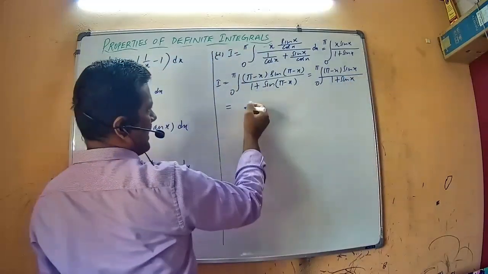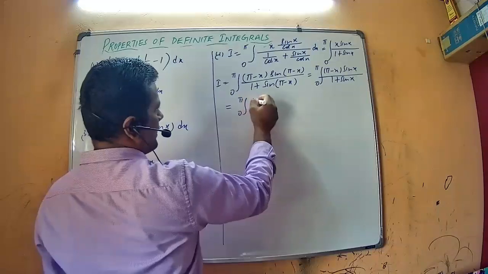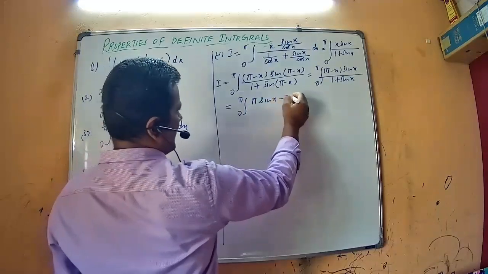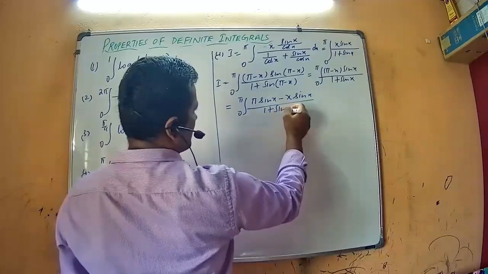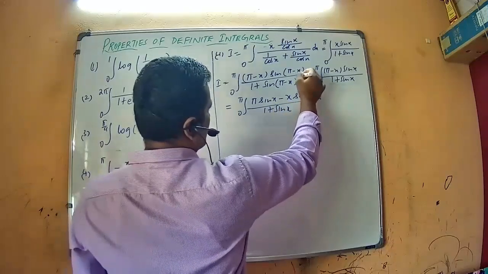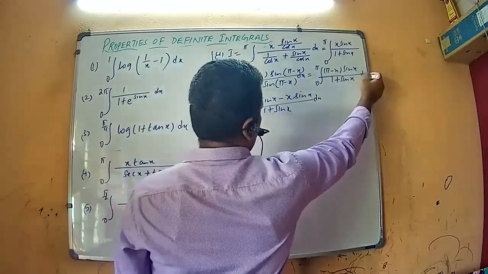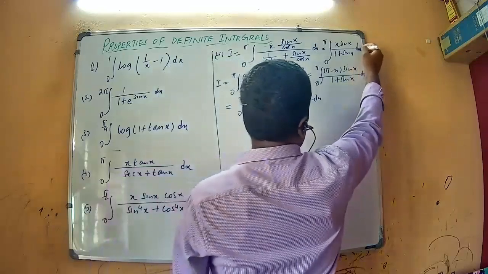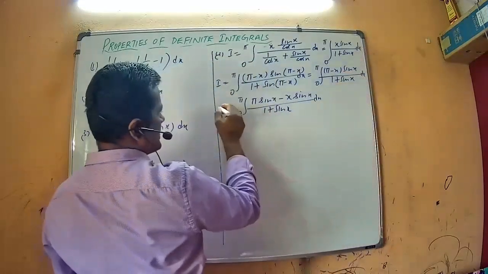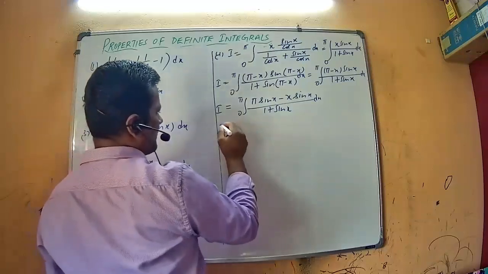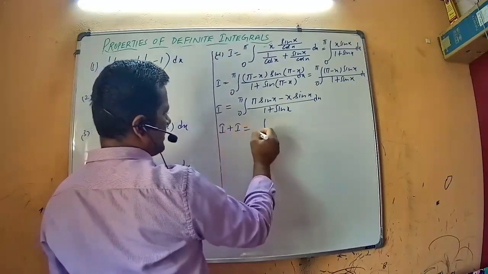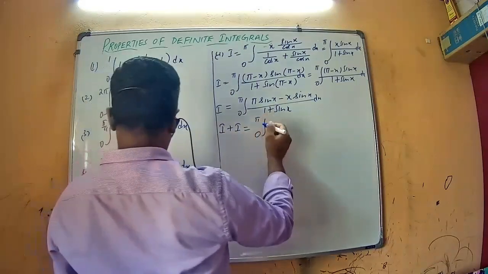Now multiply with pi there, this is 0 to pi of pi into sine x minus x into sine x by 1 plus sine x dx. So dx is there everywhere. Okay, fine. Now this is I. Already we know what is I. So adding those two, I plus I will become integral of 0 to pi.